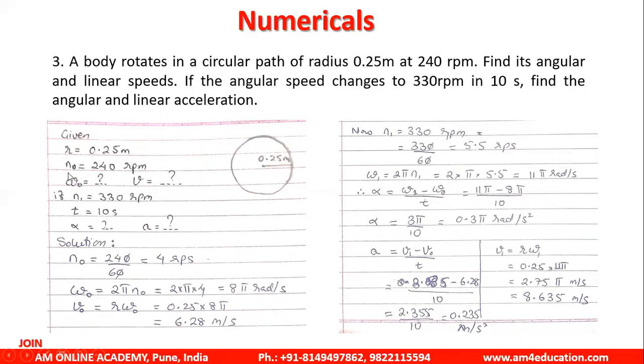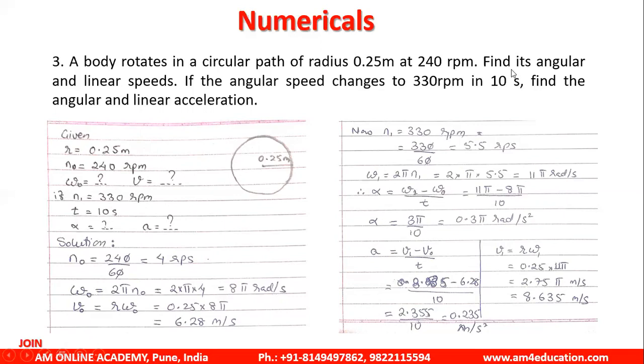Let us note it by N0, that is equal to 240 RPM. Then this speed changes to 330 RPM. It increases from 240 to 330, and for moving from 240 RPM to 330 RPM, it takes 10 seconds. Let us note down that also. N1 equals, in first I denoted by N0 and now by N1, that is 330 RPM. It takes time 10 seconds.